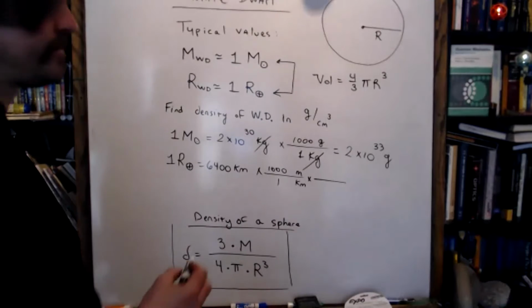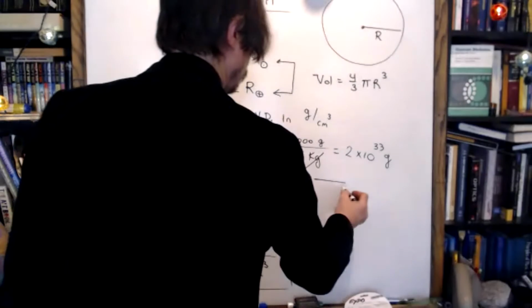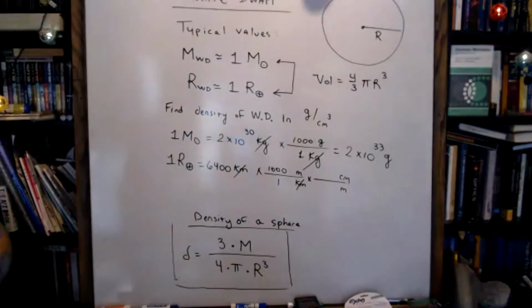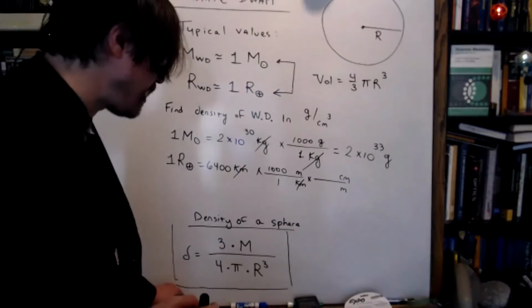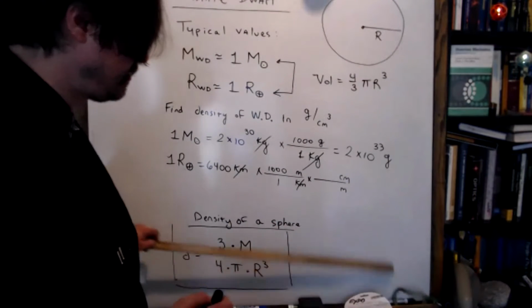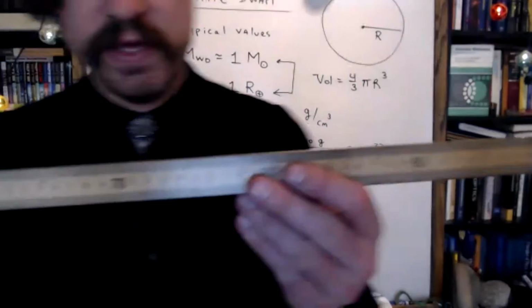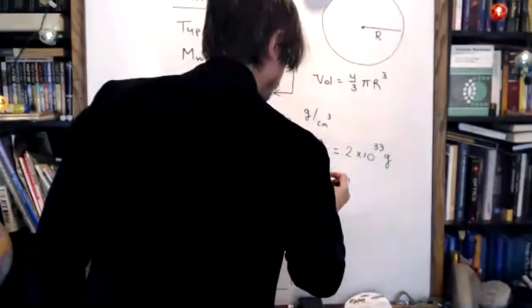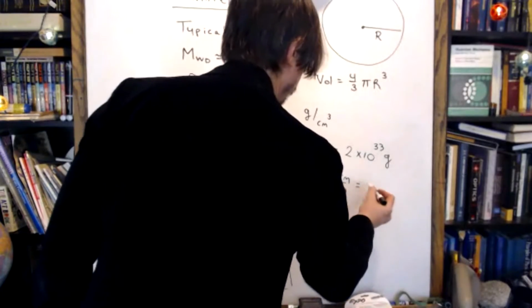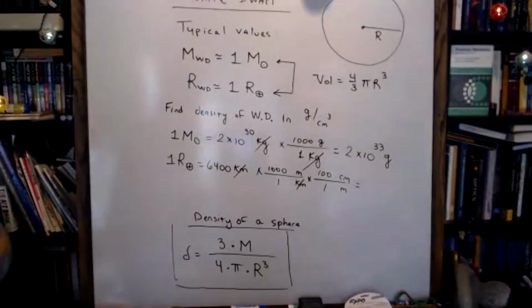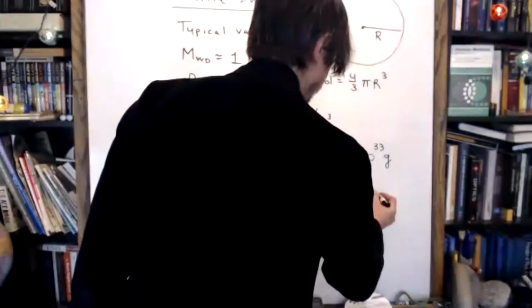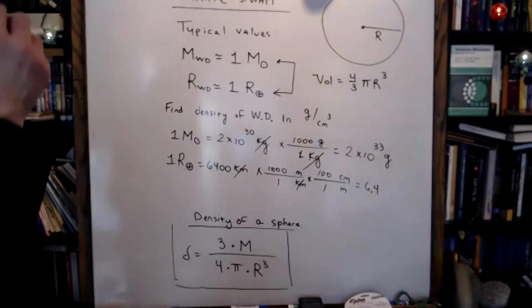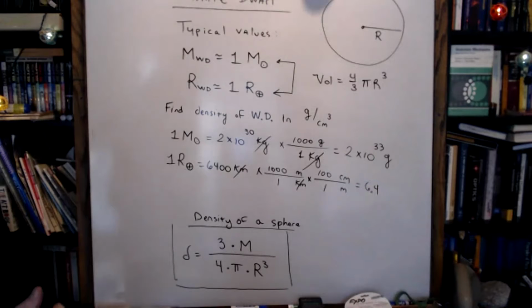And meters to centimeters. Meters at the bottom, centimeters at the top. And that's 1 to 1,000 as well. No. 1 to 100. Yeah, right. This is a meter stick. There's 100 centimeters. You do that in your head? 6,400 times 1,000 times 100.